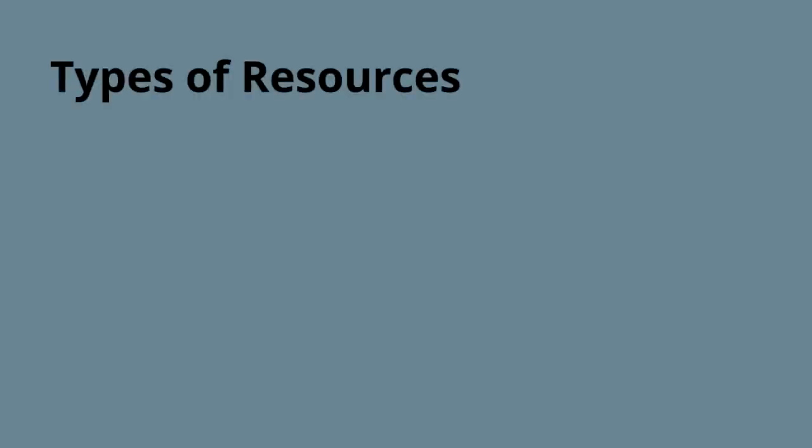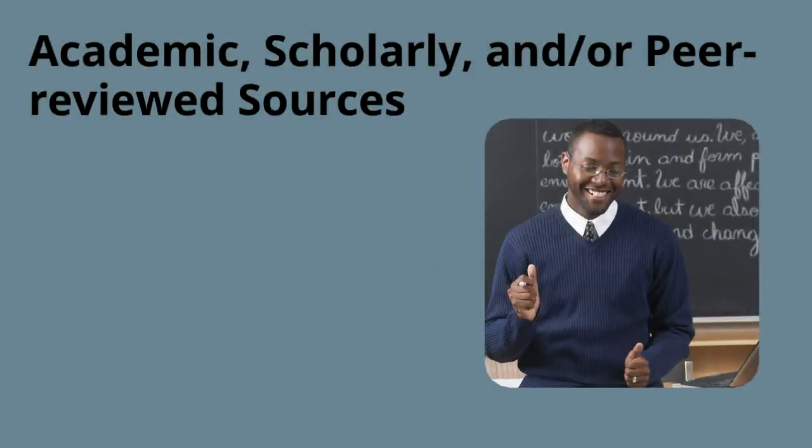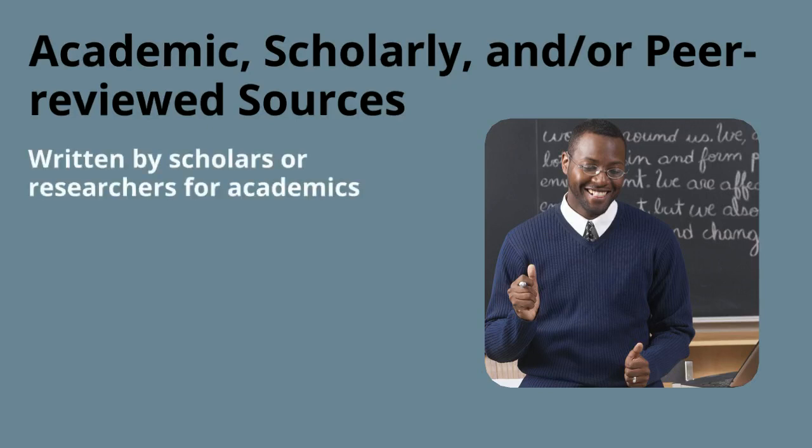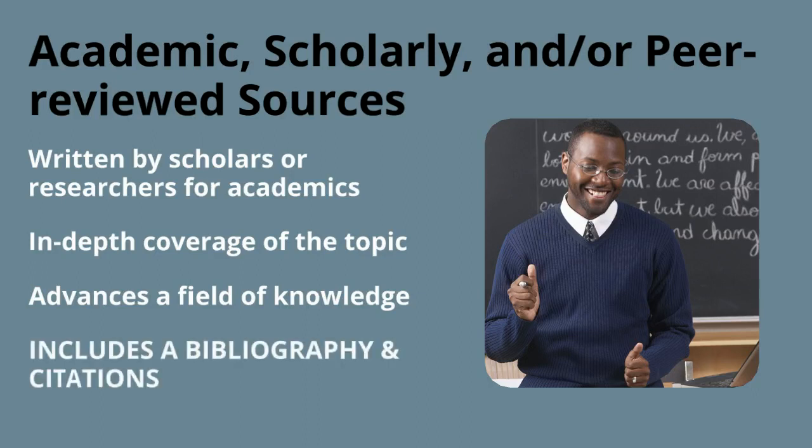As we already talked about, there are many types of resources, and we will now concentrate on three formats typically used in university research. They are scholarly academic sources, popular resources, and gray literature sources. An academic, scholarly, and peer-reviewed source is usually written by scholars or researchers for academics. It also covers an in-depth area of a topic. It's meant to advance the field of knowledge, and it always includes a bibliography and citations.